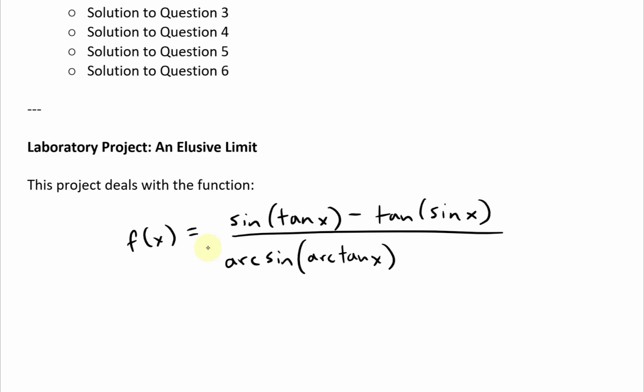So this is going to be tan of x like that, minus arc tan. So now it's exactly the same as the top, but now you're just doing the arc of it. This is going to be arc sine of x, like that.